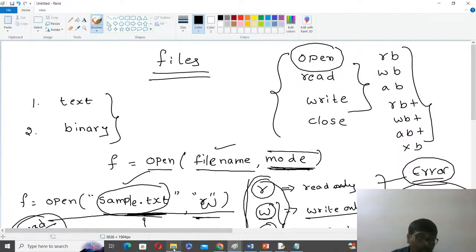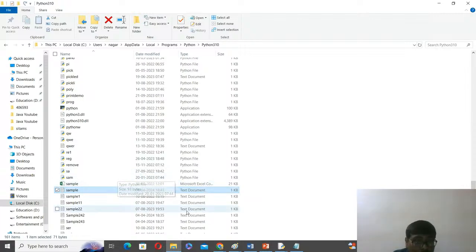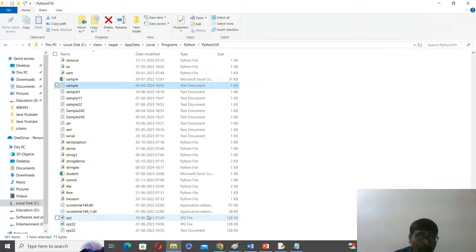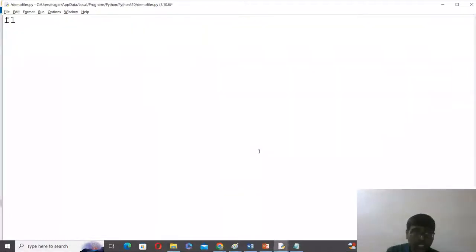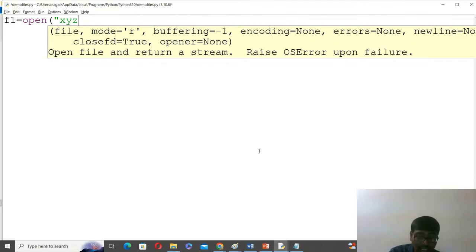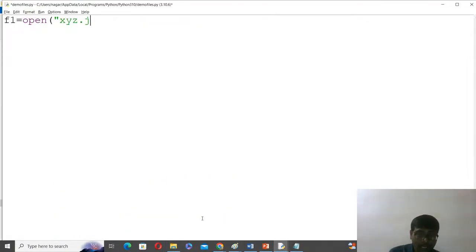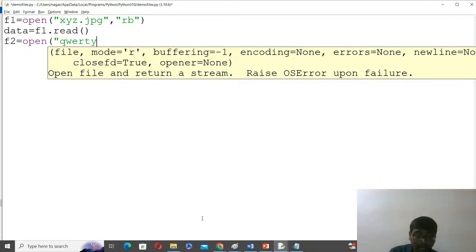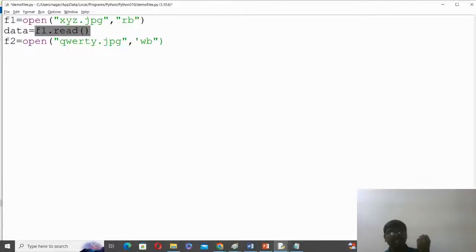Now I will check one image. For example, see this one. I have one image xyz. Binary means the image is in the form of zeros and ones. Now what I am doing, everyone observe: f1 is equal to open of xyz dot jpg. So here I am using read mode. Some data is equal to f1 dot read of. I am reading the entire data. Now f2 is equal to open of the new file dot jpg.